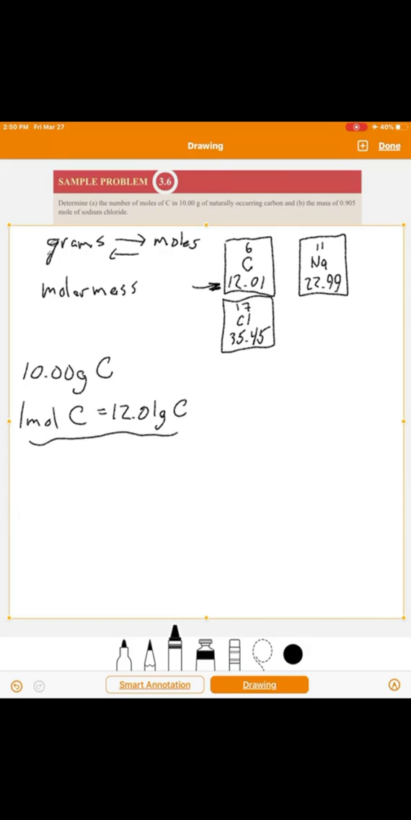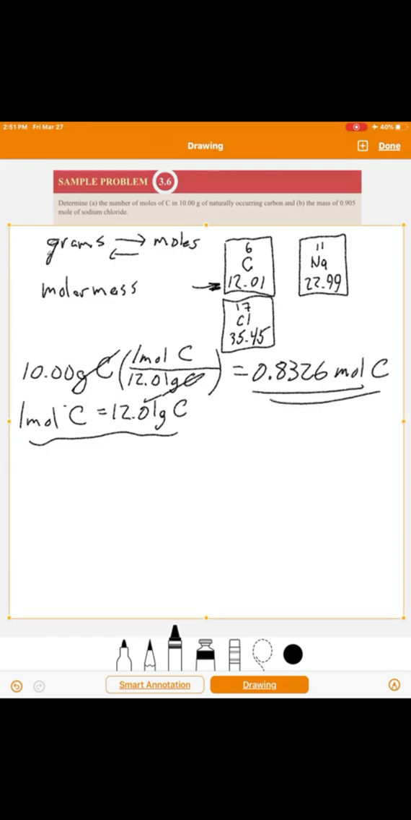So now we use this as a conversion factor, kind of like what we did with Avogadro's number. We want to convert this to moles. So we're going to put the moles in the numerator and the grams in the denominator. And look what happens to the units. Grams of carbon cancel, and you're left with moles of carbon. So 10 grams divided by 12.01 is now, let's count the sig figs. Looks like we have 4 sig figs in each value. So 0.8326, and then the units would be moles of carbon.